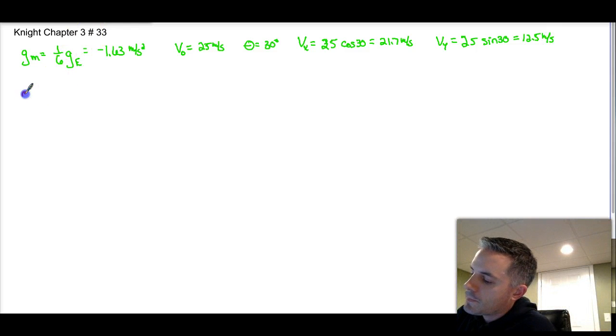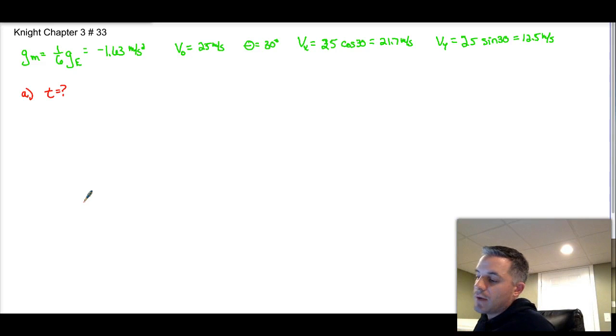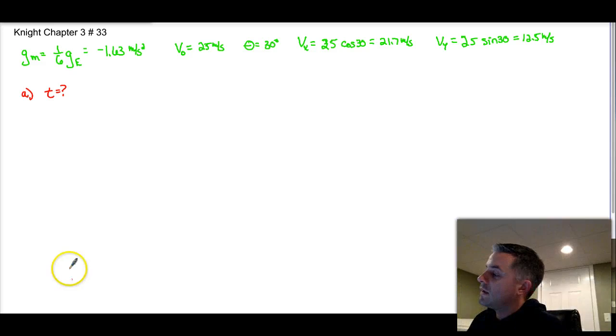So for part A, how long was it in flight? What is our time? If we look at the X component, all we know is the speed. We don't know anything else in terms of the distance it travels, so it's not going to help us find the time. When we deal with X, we need to know 2 out of those 3. So we look at the Y component. Luckily for the Y component, we don't need to know as much. As long as we know the speed and the gravity, we can usually find it pretty quickly.